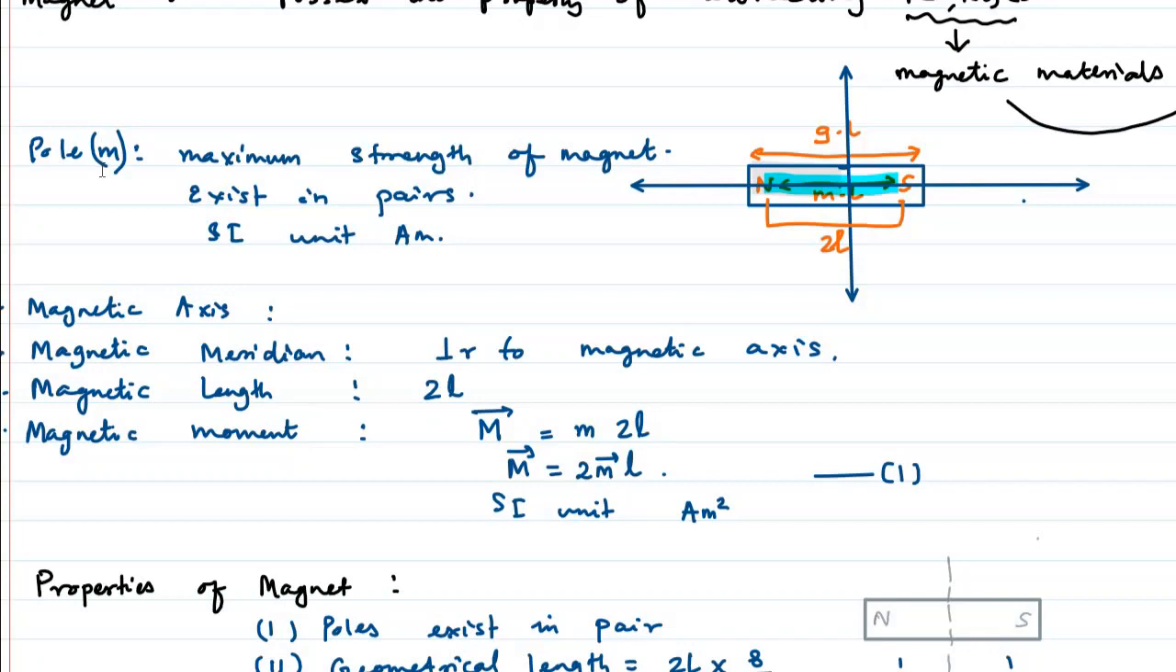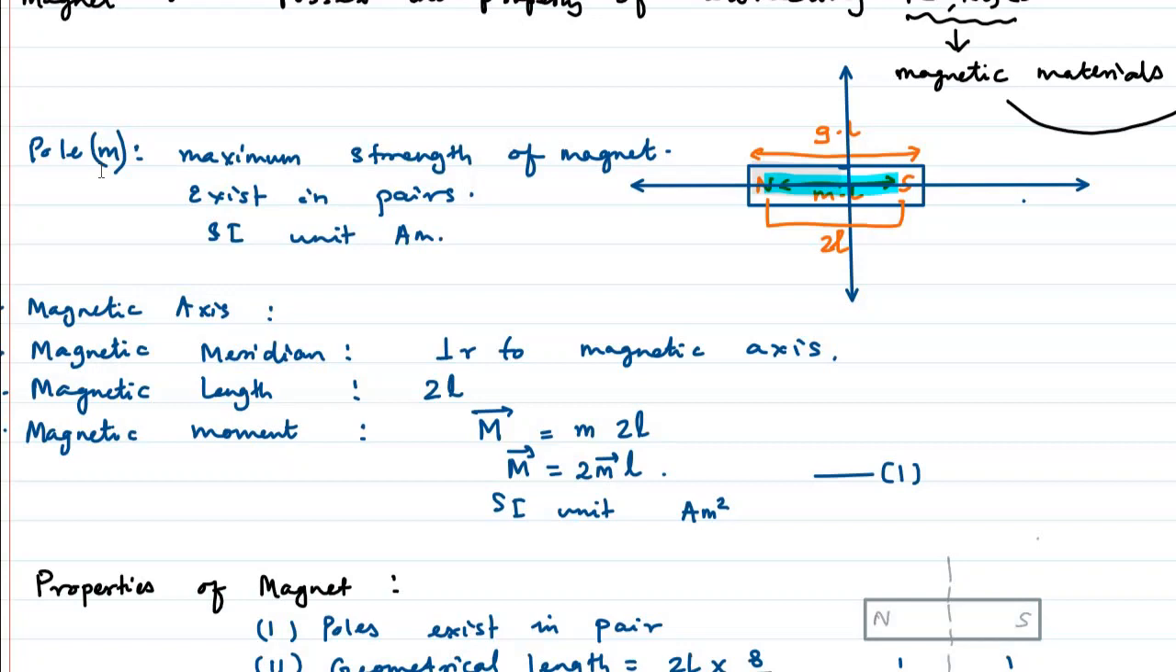That means if I have taken this magnet N and S, in the mid part, there will be no strength in the central part of the magnet. All the strength will be at the poles, the ends. One is notified as N, one is notified as S. N for north, S for south.